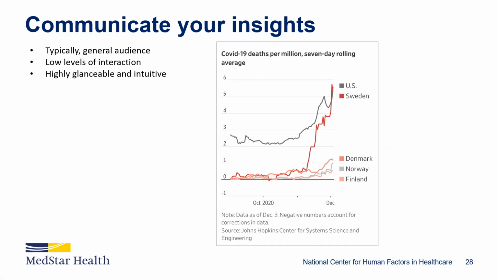So in this example here, we have the United States and 4 Scandinavian countries, and the number of COVID deaths per million over a 7-day rolling average. And we can see that Sweden did something drastically wrong in November, where their death rates crept up to and above the United States death rate by the beginning of December, while the 3 other Scandinavian countries that can be seen here all stayed relatively low compared to the other 2 countries.